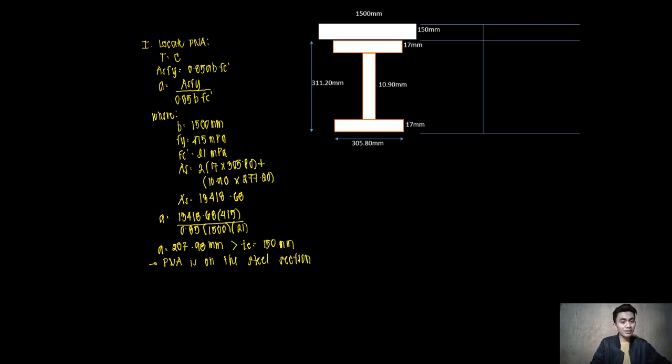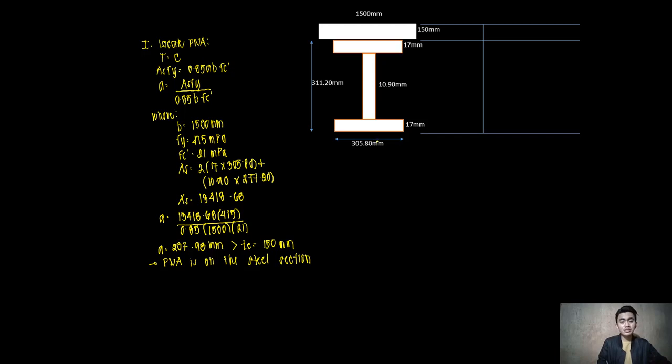I repeat, for case number 2, we cannot assume immediately that a here, which is 207.98, is the vertical distance from the topmost part now of our composite beam as the location of our plastic neutral axis. That is because we still need to test whether, say for example, if our plastic neutral axis belongs now on the flange or on the web of our steel section. And how are we going to do that?